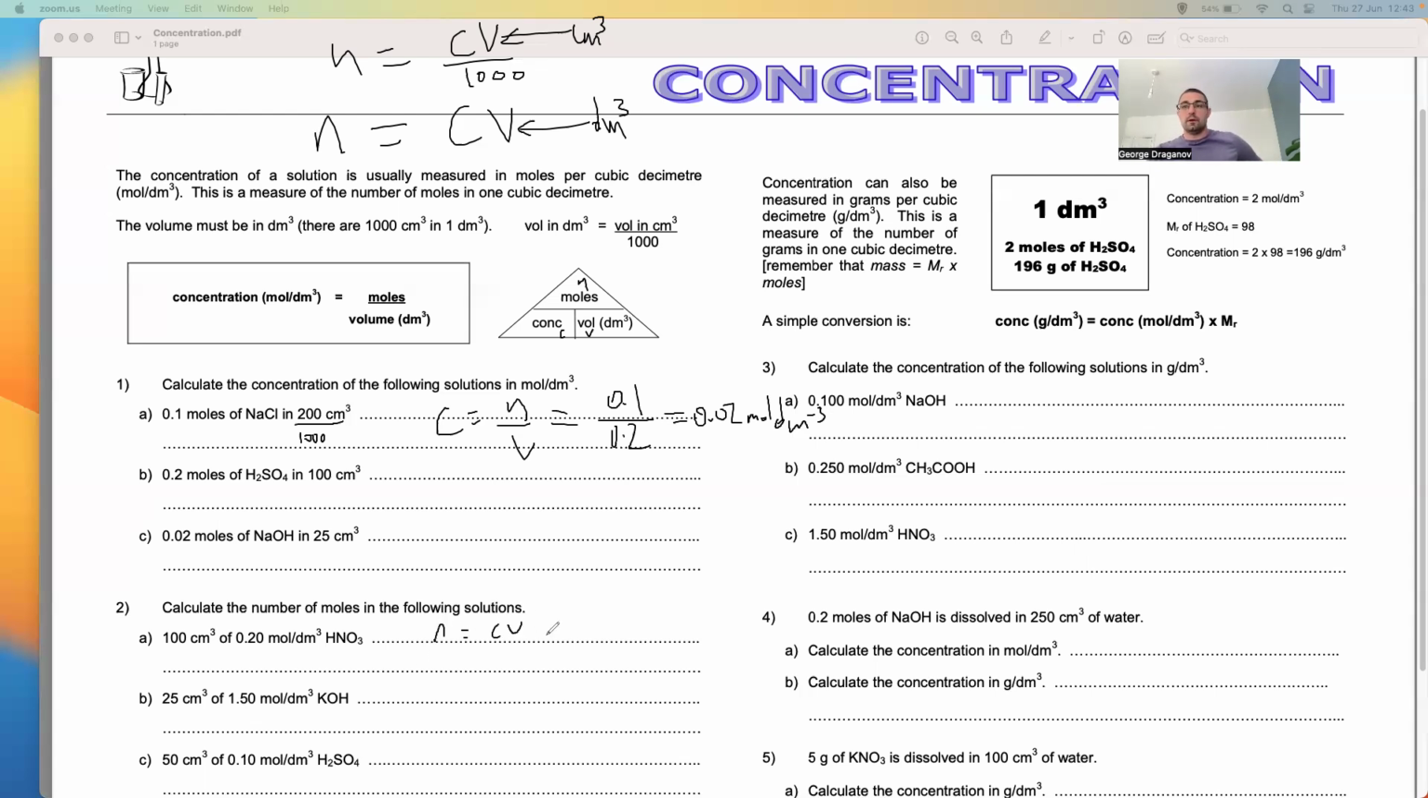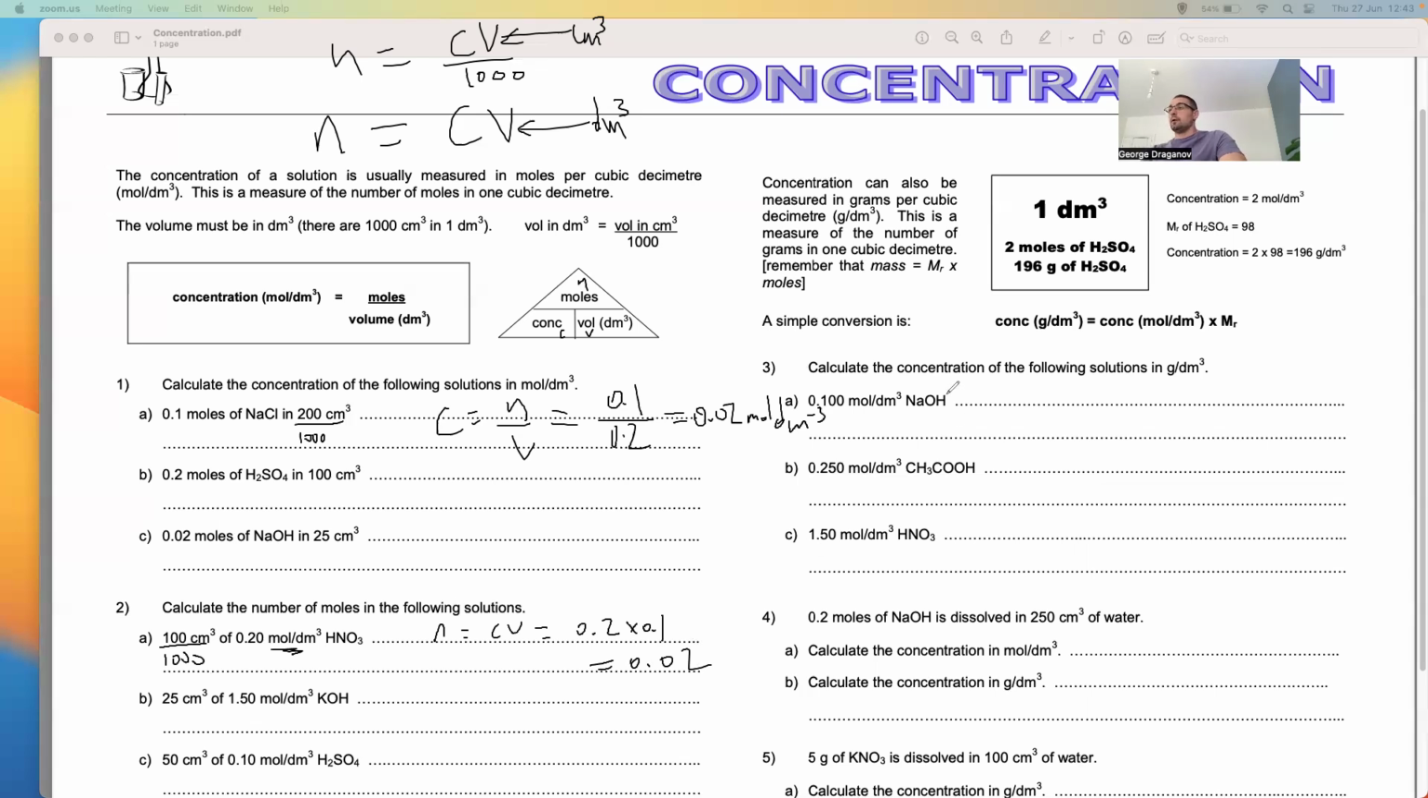The second example asks for moles. So moles equals CV. So C is 0.2. These are the units for concentration. And this is volume. However, I have to divide it by 1,000 first to make it decimeter cubed. So 100 over 1,000 is 0.1, which gives us a final answer of 0.02 moles. For moles, you're not required to put any units.